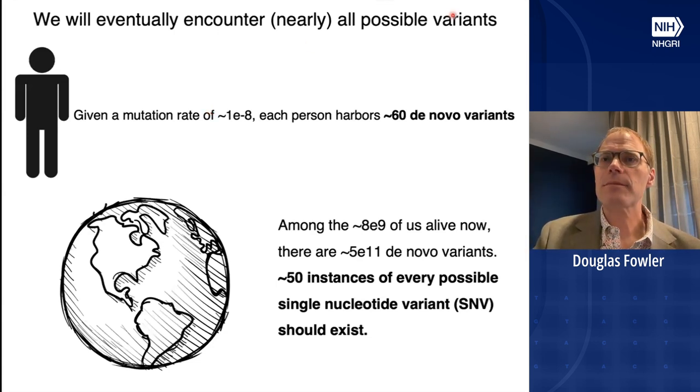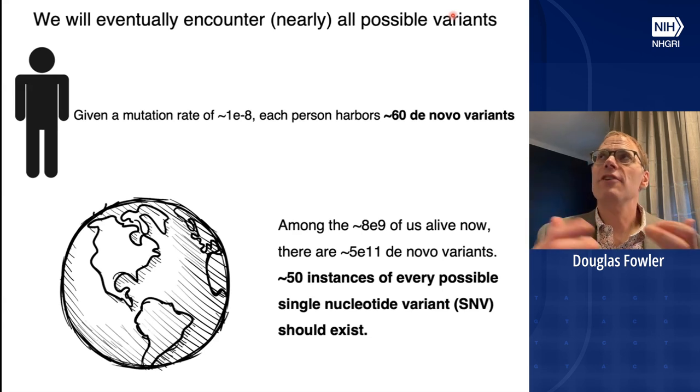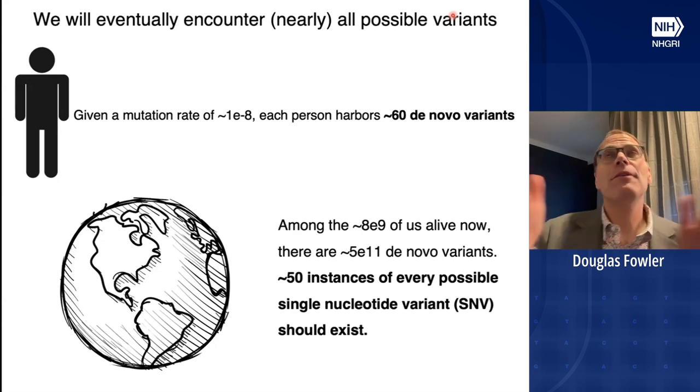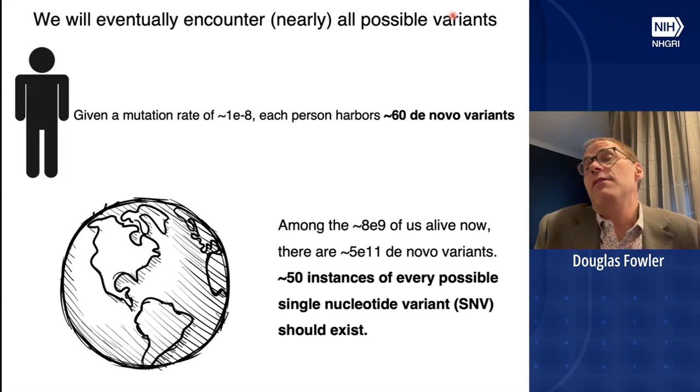The next thing to appreciate is that there are a huge number of variants in the human genome. There are 3 billion base pairs in a haploid copy of the genome. And I got interested in answering the question, just how many of those variants would we encounter if we could sequence everybody? In those 3 billion bases, there are 9 billion possible single letter changes, single letter variants. How many of those variants would we find if we sequenced everyone on the planet?